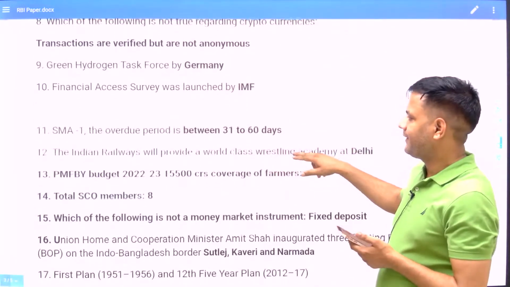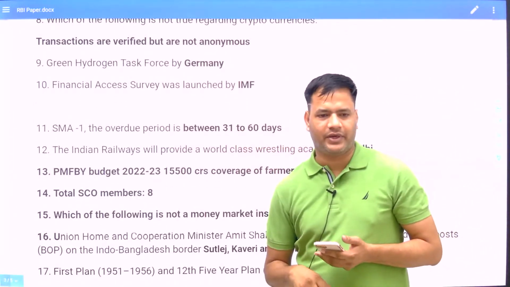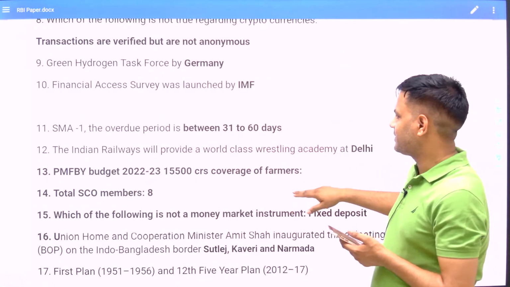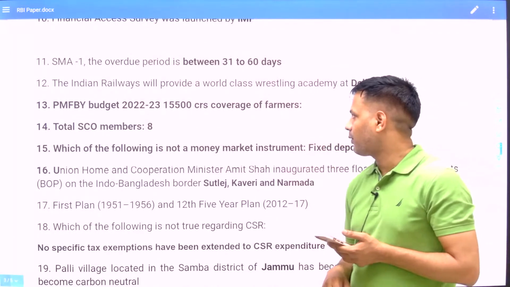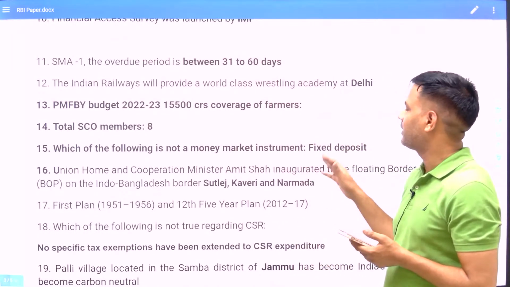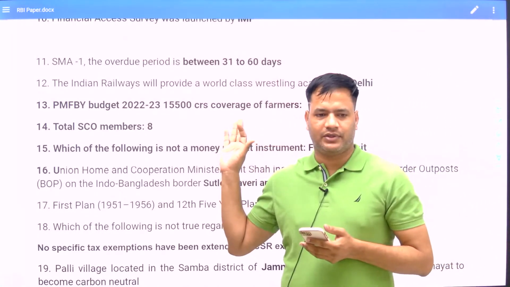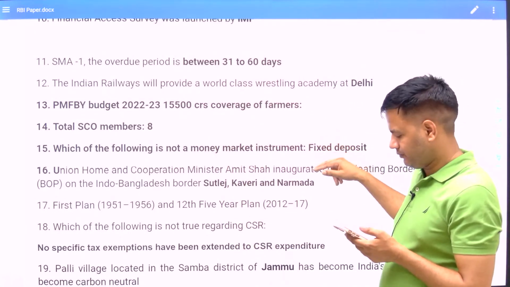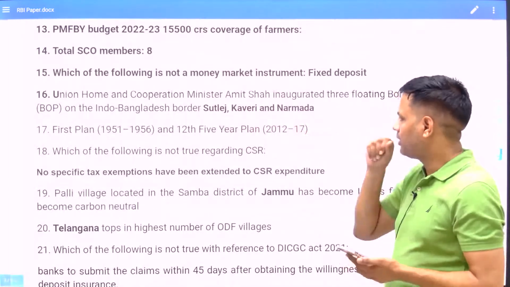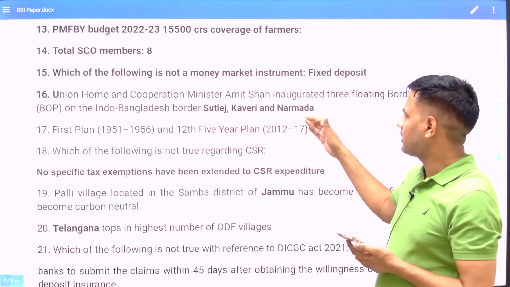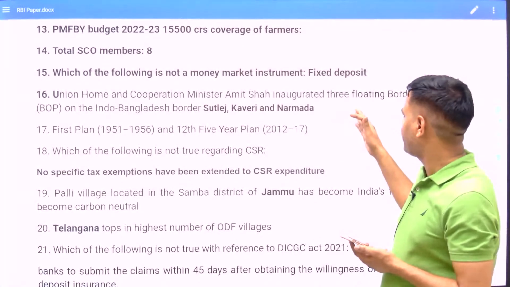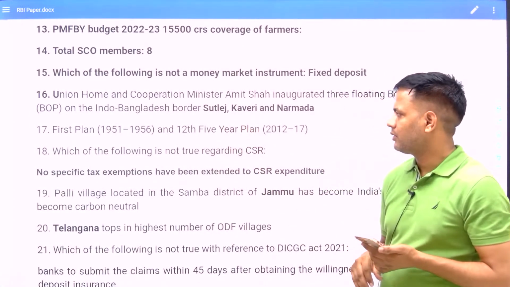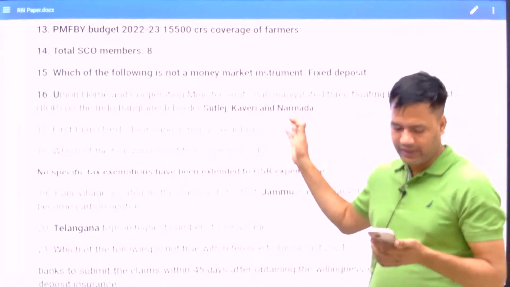IMF. SMA-1, Special Mention Account 1 category: the overdue period is between 31 to 60 days. The Indian Railways will provide a world-class wrestling academy, to be established at Delhi. The Union Home Minister Amit Shah inaugurated three floating border BOPs on the Indo-Bangladesh border. What were the names of the three?